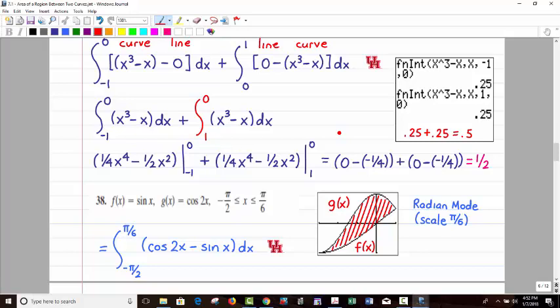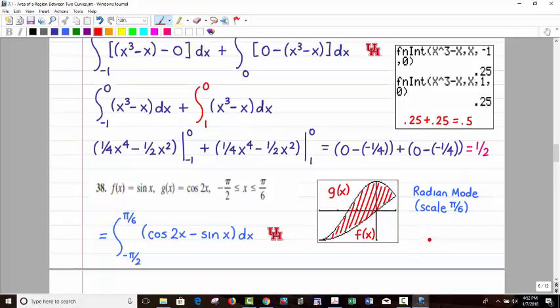We have sine of x and cos of 2x, from negative pi over 2 to pi over 6. Now, of course, make sure you're in radian mode here, not degree mode. That's important for graphing purposes. The way I like to scale these is to use the least common multiple between the two denominators, not the common factor. Of 6 and 2, the LCM would be 6. So that's why I'm using pi over 6.